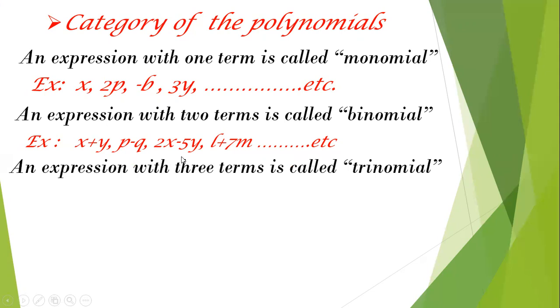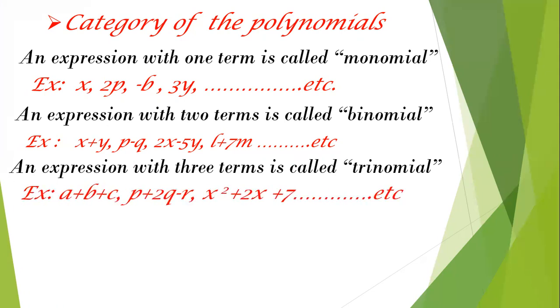Okay. So an expression with three terms is called a trinomial. So I will give some examples for this also: a plus b plus c, p plus 2q minus r, x square plus 2x plus 7. Observe here, the number of terms in all the expressions is three. For example, let me take this one: p plus 2q minus r, and a plus b plus c, x square plus 2x plus 7. All these expressions have three terms. That is why this type of expression is called a trinomial.